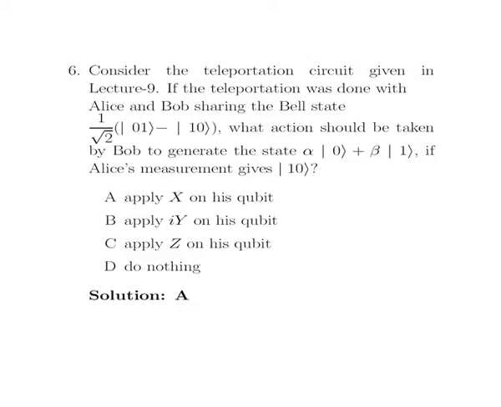In question 6, we have a problem based on the teleportation circuit given in lecture 9. The question asks: the teleportation was done with Alice and Bob sharing the Bell state 1 by square root 2 times (qubit 01 minus qubit 10). Then what action should be taken by Bob to generate the state alpha 0 plus beta 1 if Alice's measurement gives the state 10? In lecture 9, we see that the Bell state shared is different from the question. So we proceed from the initial step and try to decide which transformation should be used by Bob.